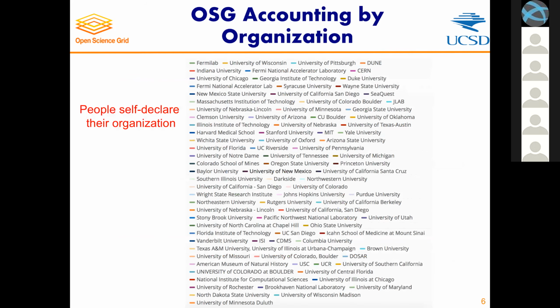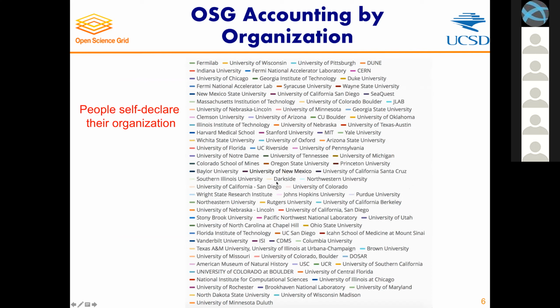Here's the same for accounting by organization. And again, people self-declare their organization. You can easily find here that people have some existential crisis of sorts, like the University of California, San Diego, where I'm from, shows up here under 3, 4, 5 different names, because apparently we can't agree on how we call ourselves. And that's simply because we do not restrict how people consider their organizations. You will find here organizations that are brick and mortar, but you can also find this thing here, DarkSide, which is a particle physics experiment.